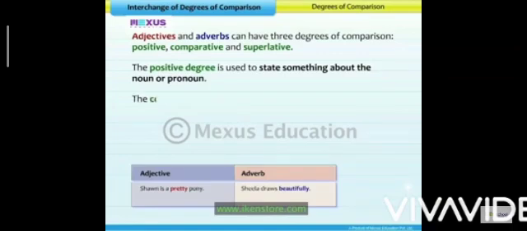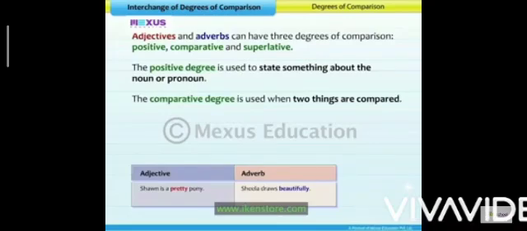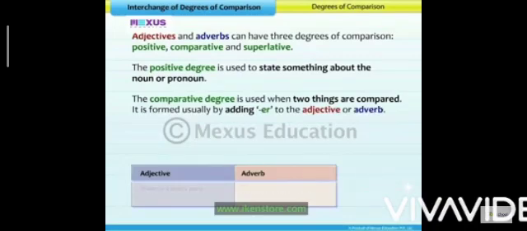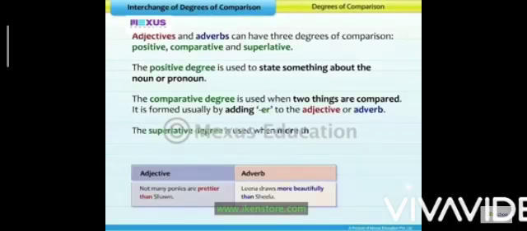The comparative degree is used when two things are compared. It is formed usually by adding er to the adjective or adverb. In adjective, example, not many ponies are prettier than Sean. Adverb, Lena draws more beautifully than Sheila.